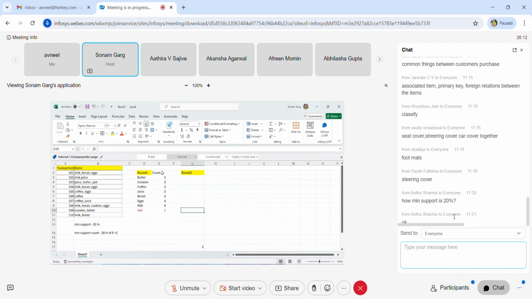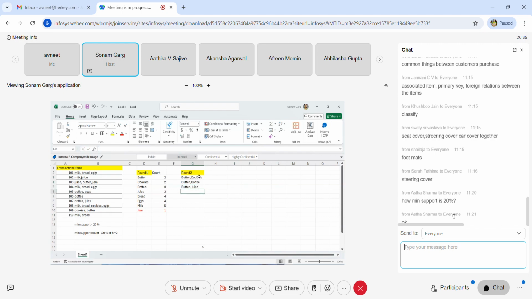So now in round 2, what will happen? We will take these items and we'll form combinations of these items. Now butter with cookies. Next, take butter with coffee. 1 on 1. Now keep on taking butter with juice.